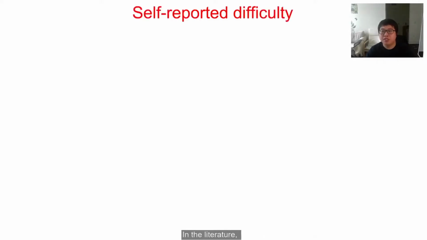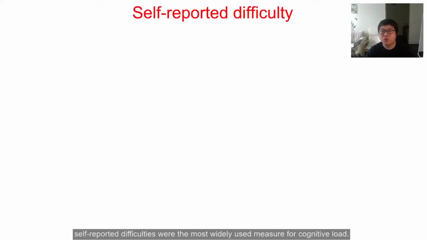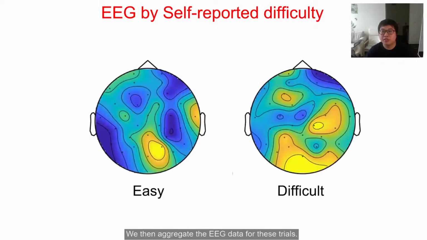In the literature, self-reported difficulty was the most widely used measure for cognitive load. Here, we use a different perspective to look at this measure. We divided every participant's responses into two categories, easy and difficult, based on their self-reported difficulties. We then aggregate the EEG data for these trials.